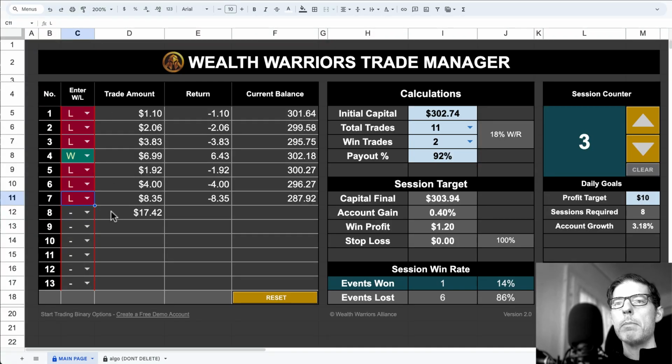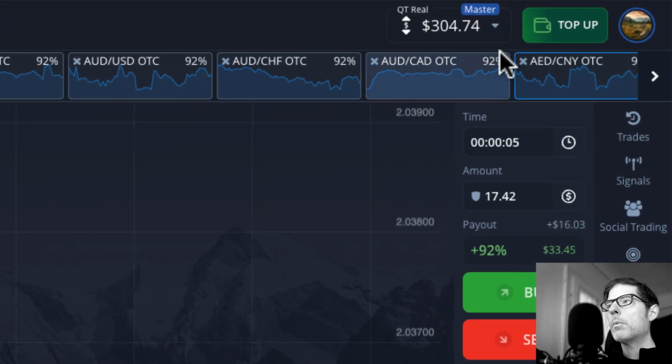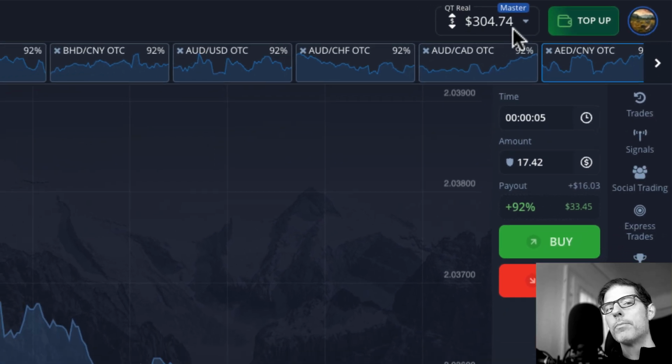Back over here on the Trade Manager, mark this as a win. The session is profitable. So we've had 1, 2, 3, 4, 5, 6 losses on this trading session. Let's go back over to Pocket Option and see what the balance says. There it is, guys. We are still profitable, $304.74. How is it possible?